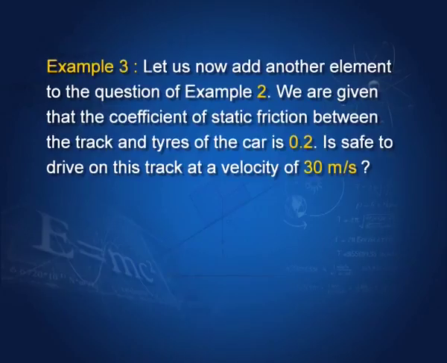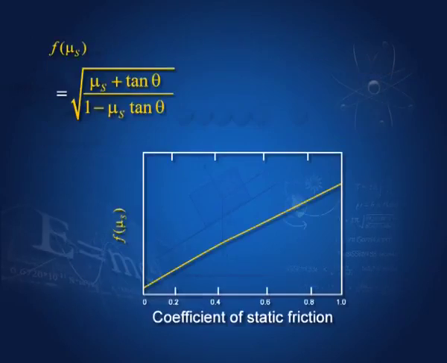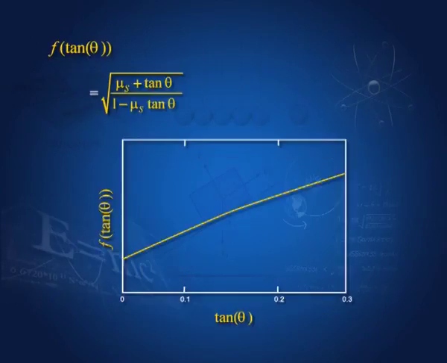That is why tire companies spend so much money on advertising how their tires increase friction. This is just for the sake of drawing a graph. I have plotted this function f as a function of the coefficient of friction, and you can see that as the coefficient of friction increases, the safe speed increases. Same thing, as tan theta increases, the safe speed increases.